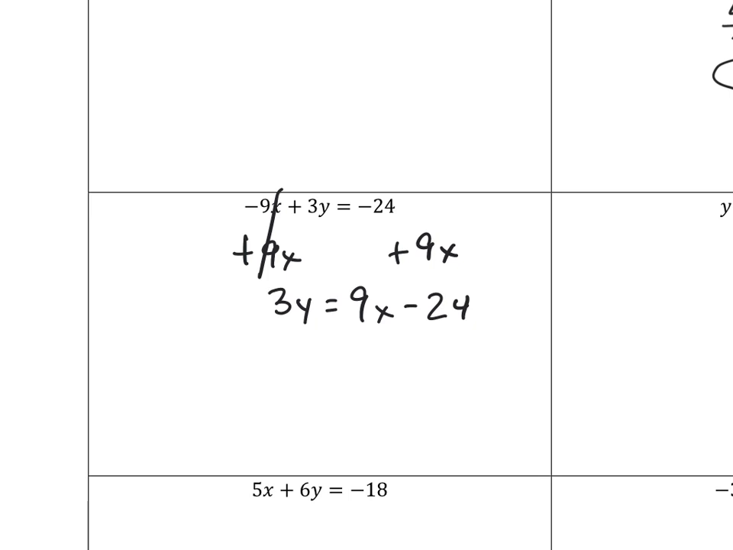What do I do now? Good. Got to get the y by itself, right? What do I got? What's 9x divided by 3? 3x. All right, then I've got negative 24 divided by 3. Positive or negative? Good. Am I done? Yes. Make sure you are taking notes back there.